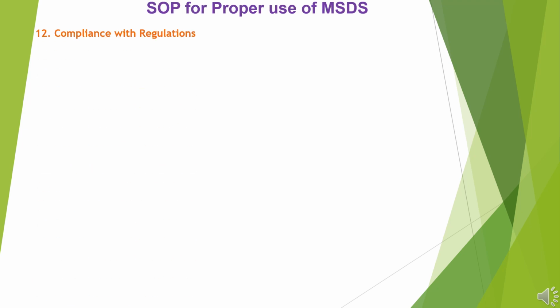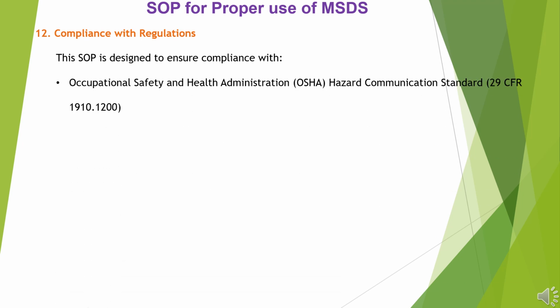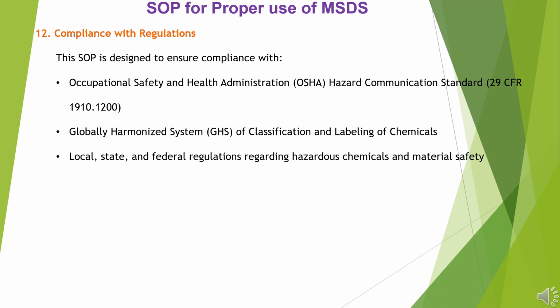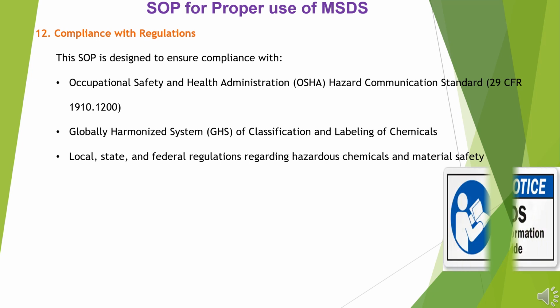12. Compliance with regulations. This SOP is designed to ensure compliance with Occupational Safety and Health Administration (OSHA) Hazard Communication Standard 29 CFR 1910.1200. Globally Harmonized System (GHS) of classification and labeling of chemicals. Local, state, and federal regulations regarding hazardous chemicals and material safety.